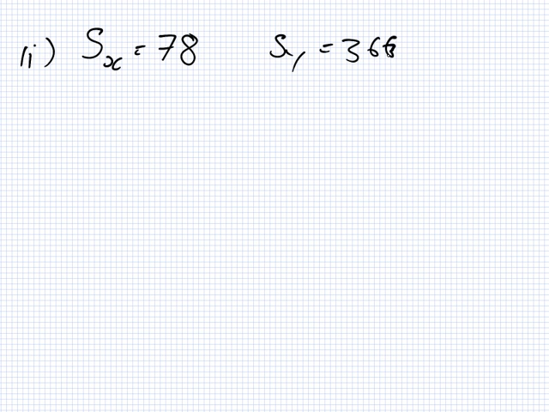Part 2. Please listen. Find SX. That's so stupid. Why is that so stupid? Find SX. Because they give it to you. It's 78. Find SY. 3660. And then what's next? SXY. 274644.